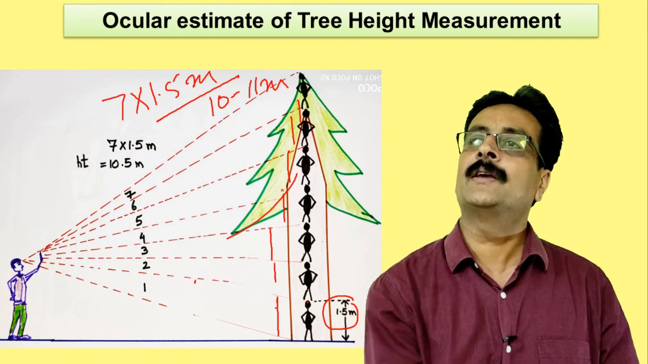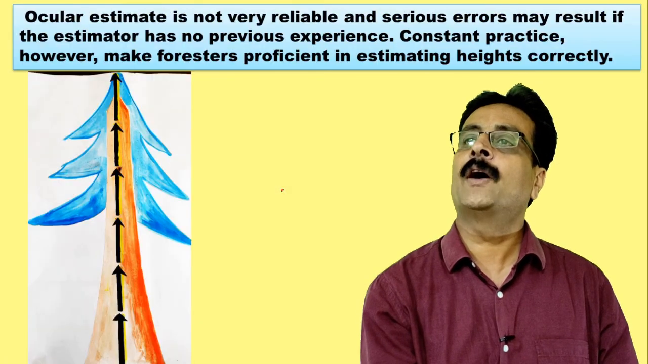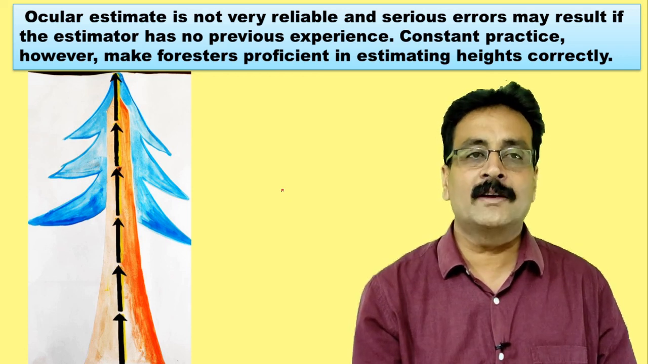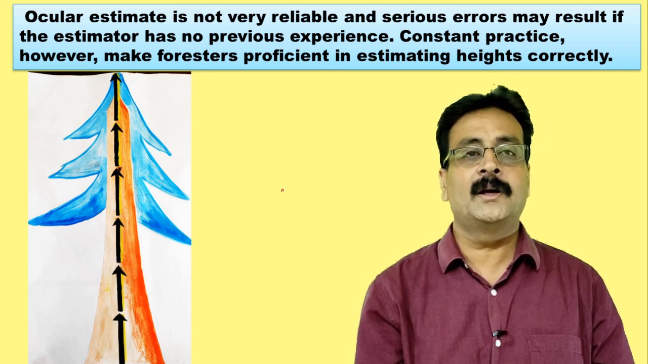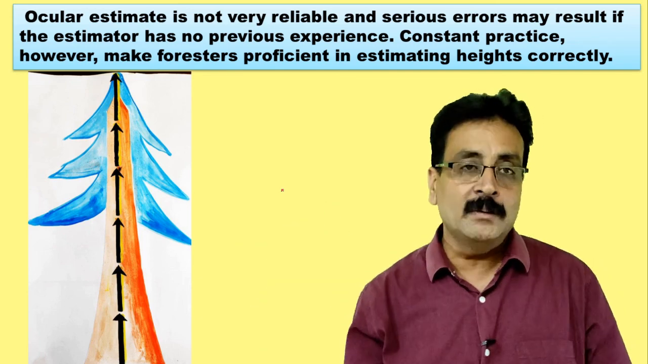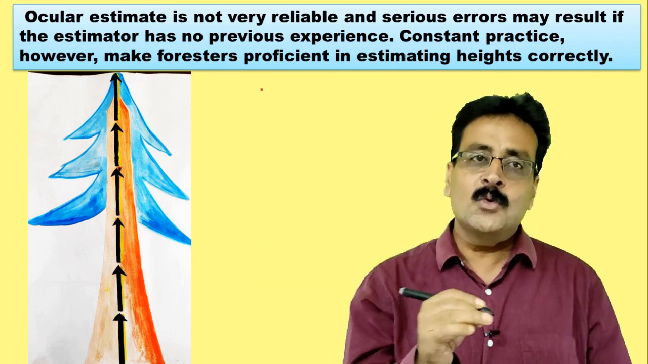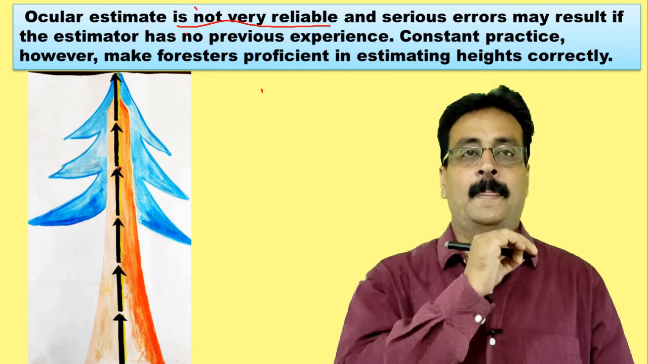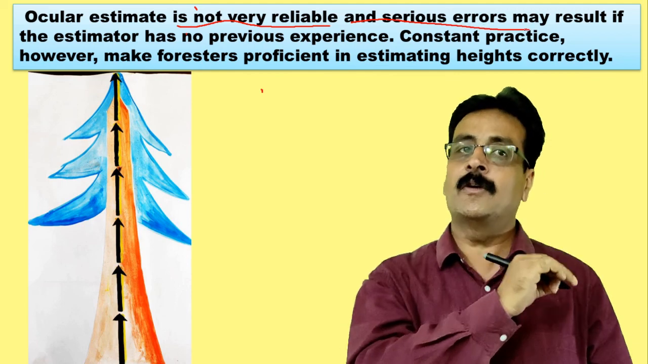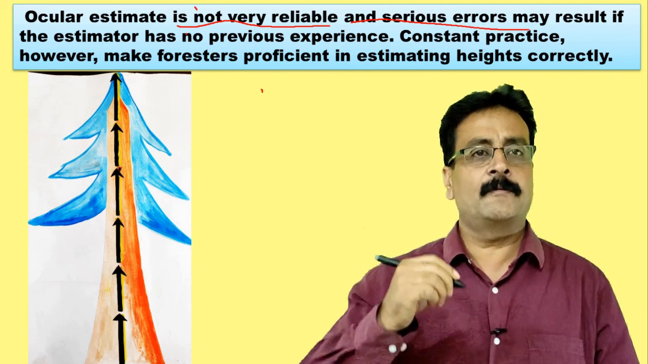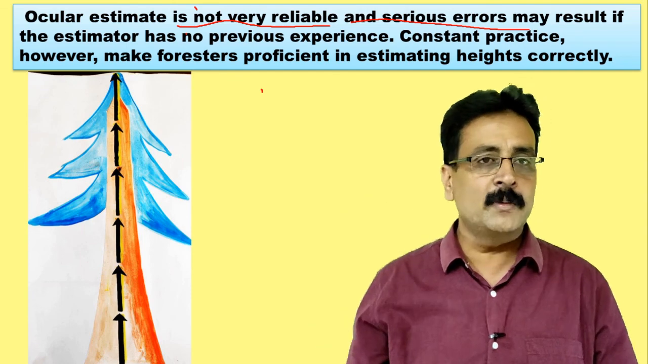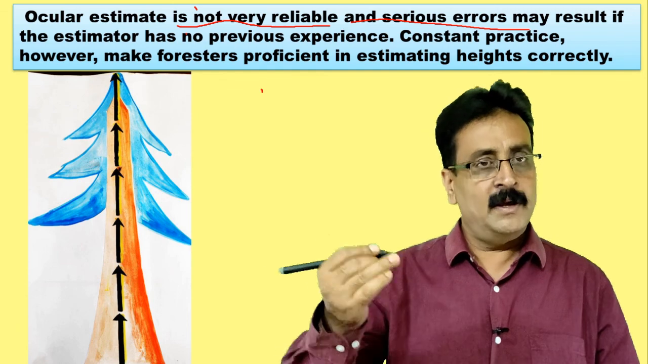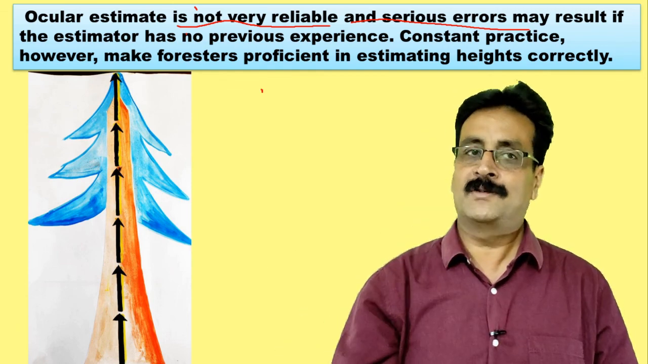The ocular method, as I told you, is not very reliable, so serious errors may result. If you don't have experience, the actual height may be 15 meter, and you may say 10 meter, or you may say 20 meter. That's why, if the estimator has no previous experience, this method is not very accurate. But with constant practice, a forester can make himself better at estimating. If he has many years of experience and constant practice, he may give a result with some approximation.